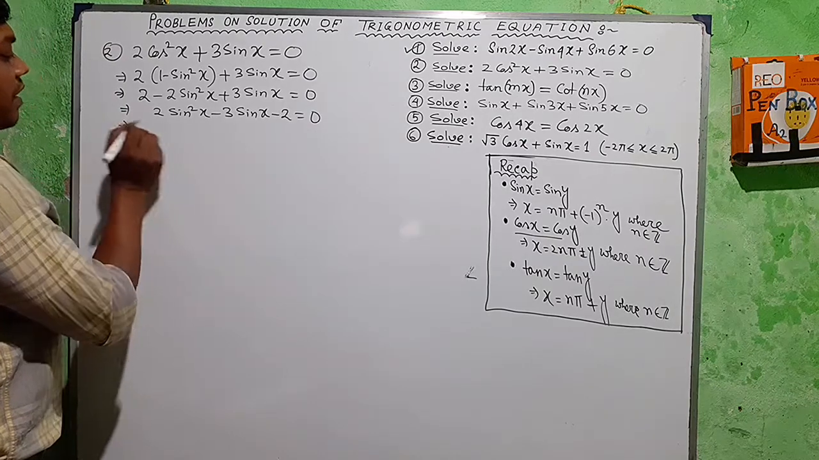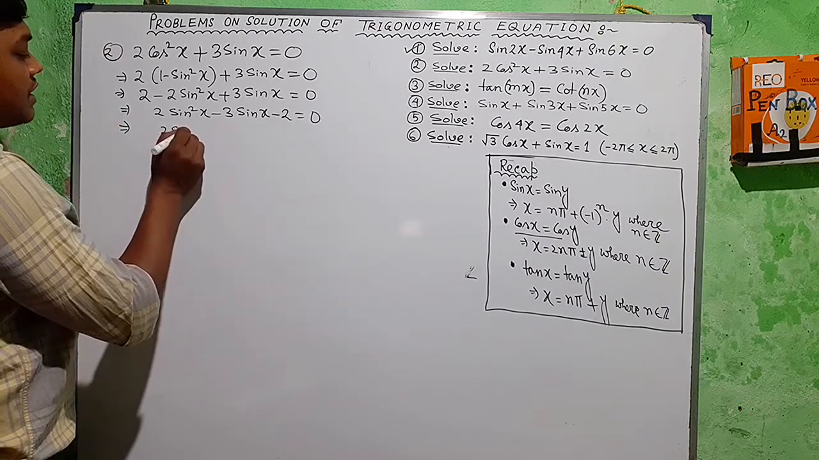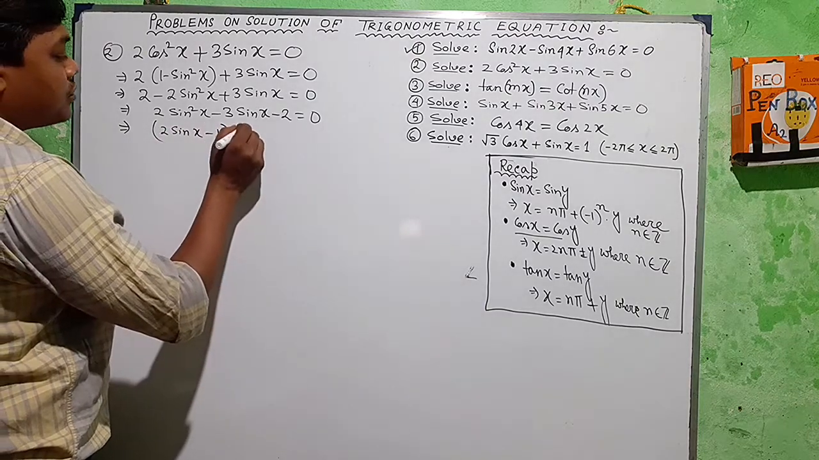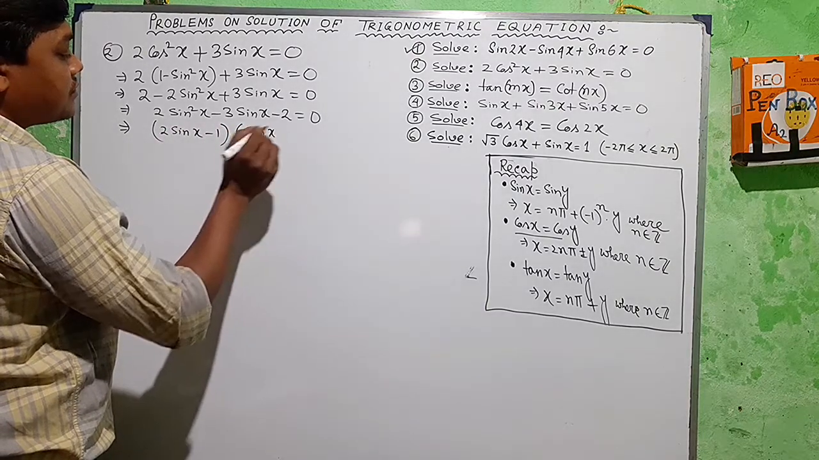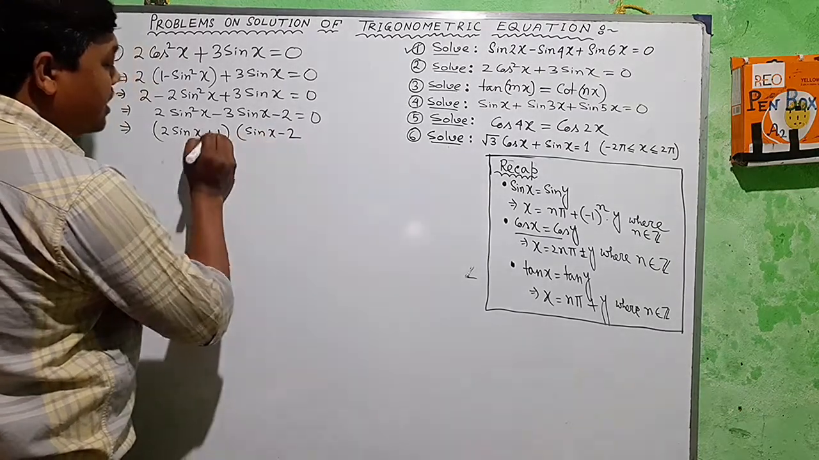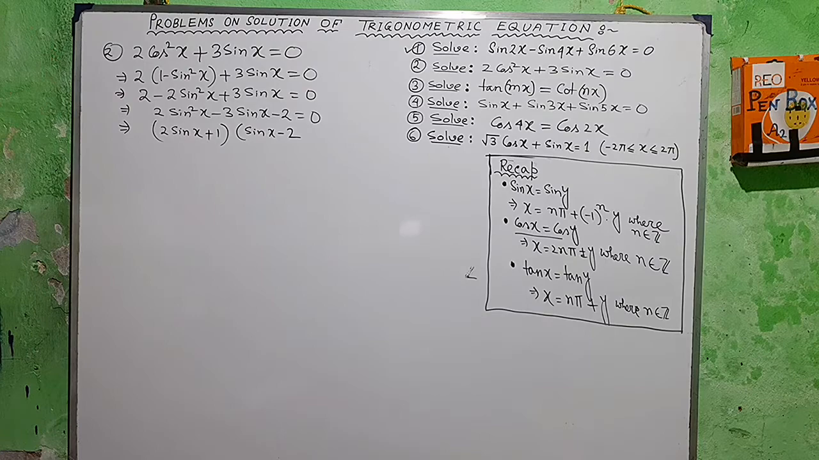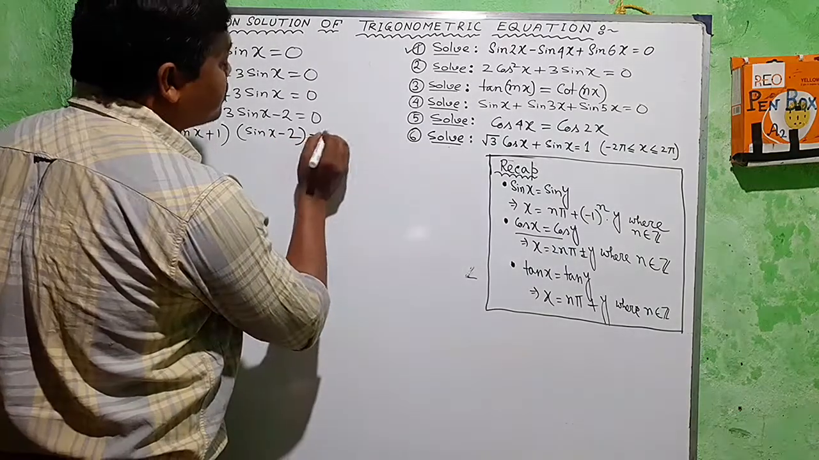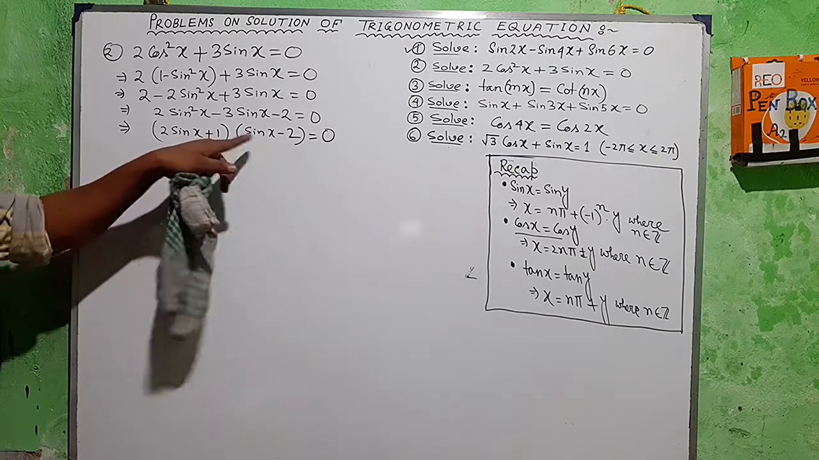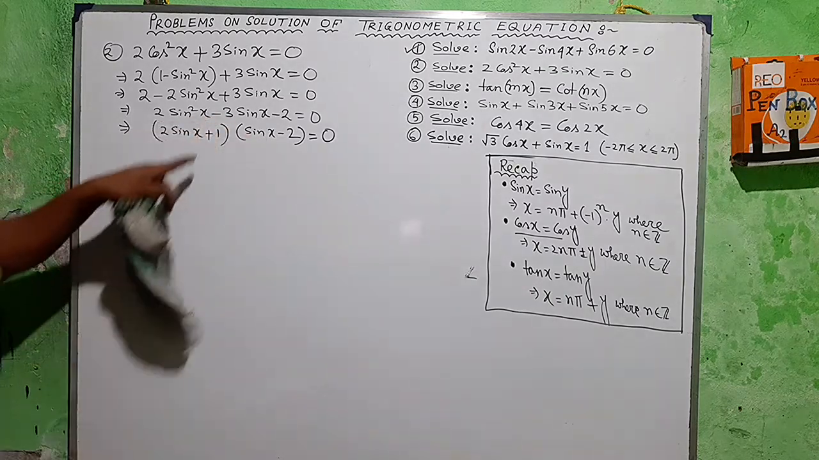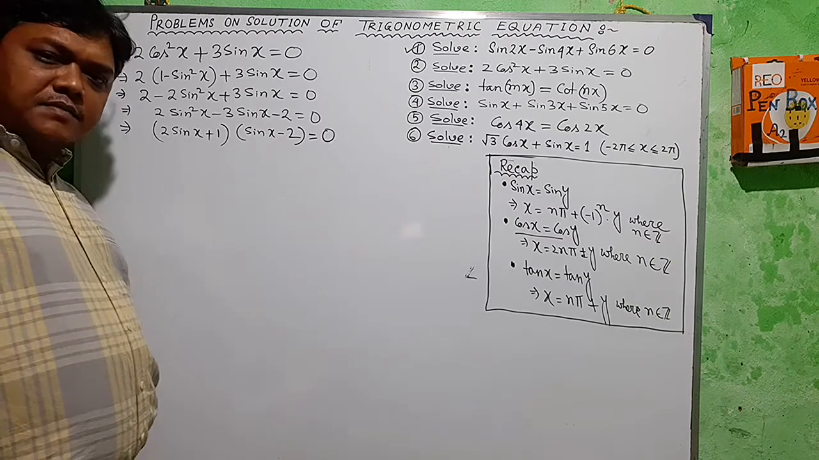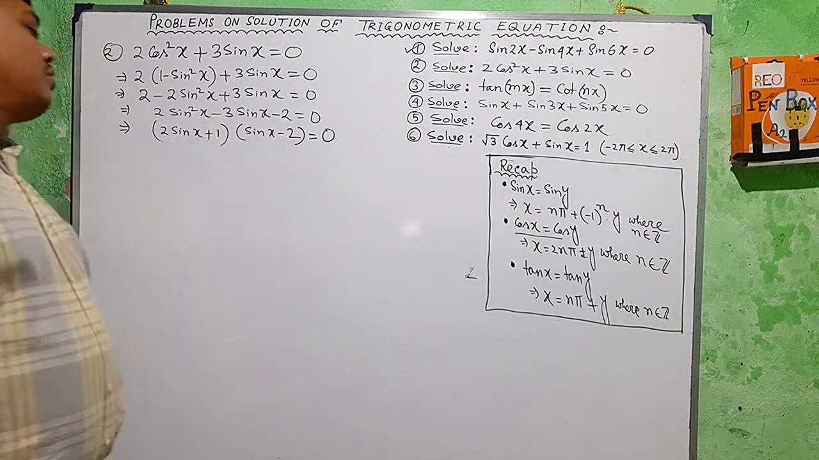By using the middle term factorization, we get (2 sin x plus 1) into (sin x minus 2) equals 0. You see that 2 sin square x minus 4 sin x plus sin x, that is minus 3 sin x, minus 2 equals 0. That means you can say 2x square minus 3x minus 2, so 2 into 4.